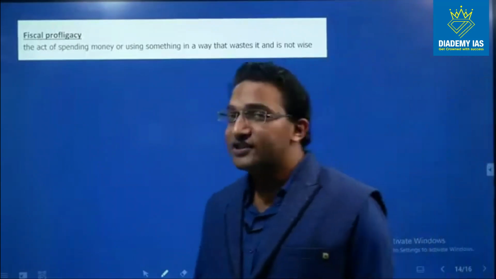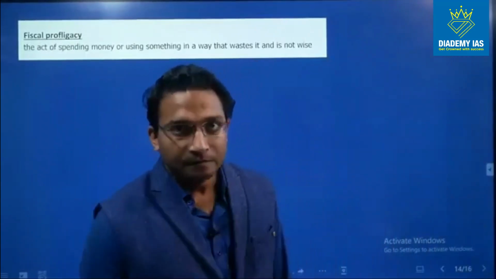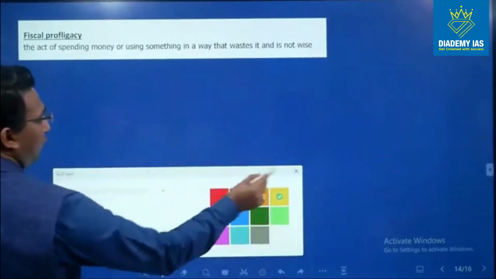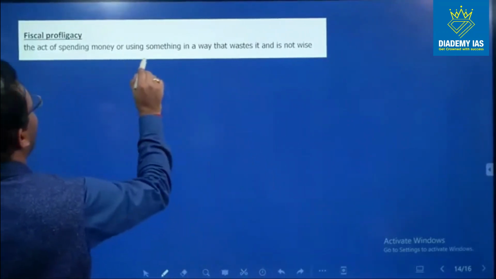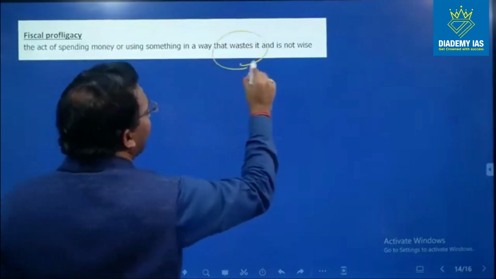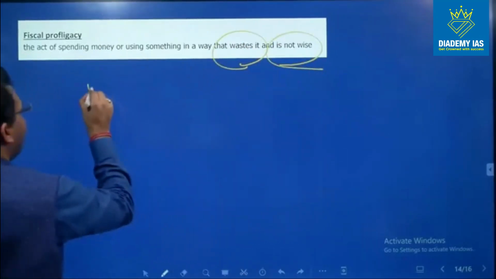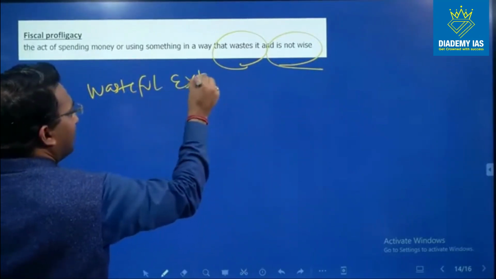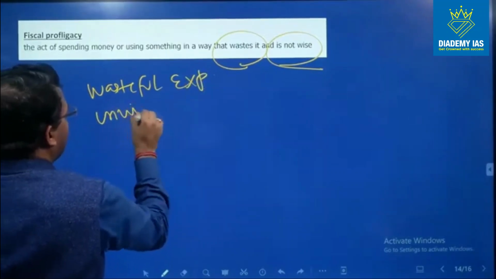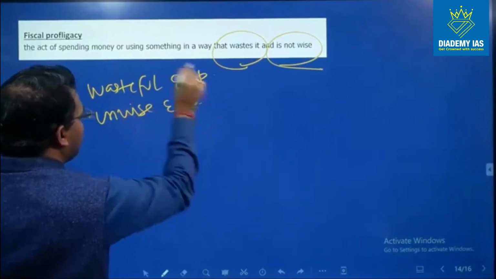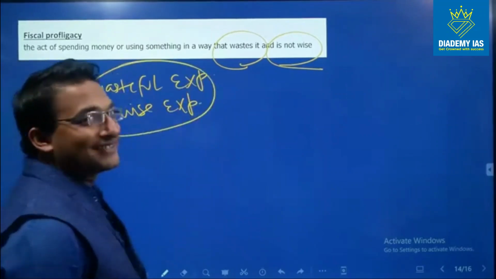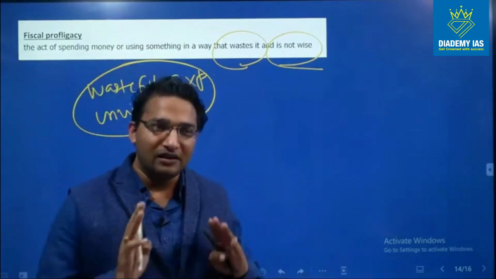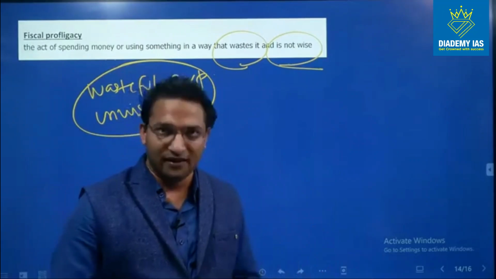Now coming to fiscal profligacy. What is the meaning of profligacy? Profligacy means the act of spending money or using something in a way that is wasteful and not wise. So wasteful expenditure and unwise expenditure is called fiscal profligacy, right? There are various controversial views about many welfare measures which are taken by the government.